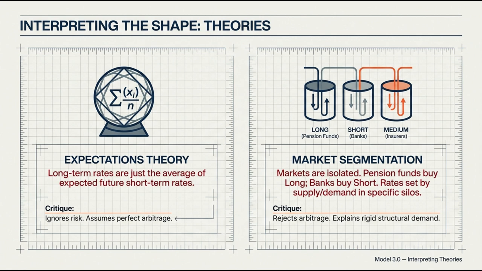So in this view, the rate for a 2-year bond is set purely by the supply and demand of people who only want 2-year bonds, and it's independent of what's happening in the 30-year market. Precisely. If there's a sudden surge in demand from institutional investors for a 5-year paper, the 5-year rate will fall relative to the rest of the curve, even if expectations of future inflation remain totally unchanged. It helps explain some anomalies. It does, but it fails to account for the fact that professional investors do switch between maturities when the yield spread becomes wide enough to justify it.